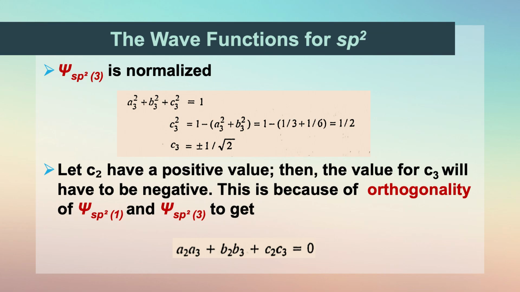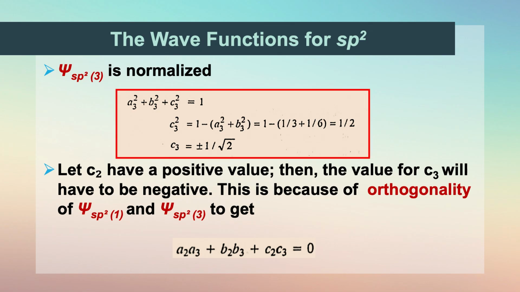Moreover, psi sp2 3 is a normalized wave function. Thus, I can write a3 square plus b3 square plus c3 square is equal to 1. Also, c3 square is equal to 1 minus a3 square plus b3 square, that is equal to 1 minus 1 by 3 plus 1 by 6, that is equal to 1 by 2. Hence, c3 is equal to root of 1 by 2, that is 1 by root 2.